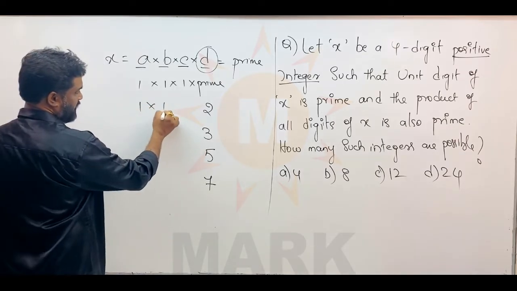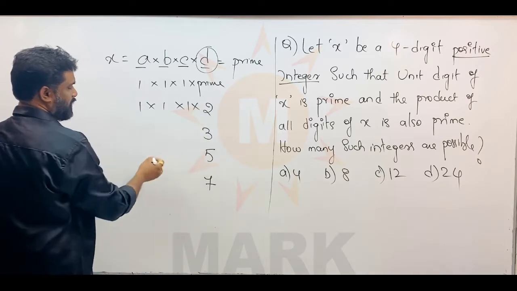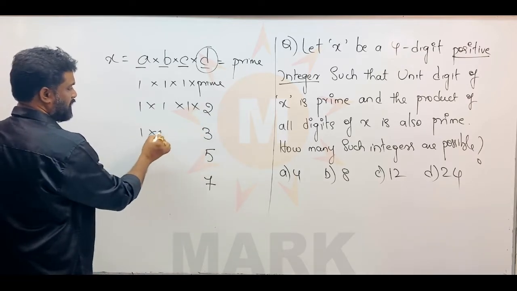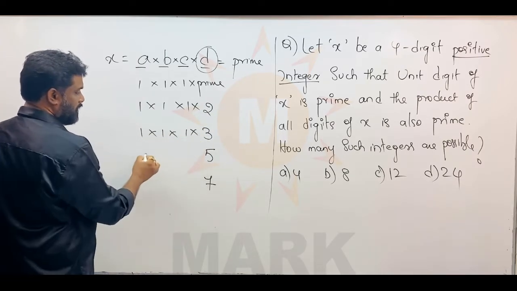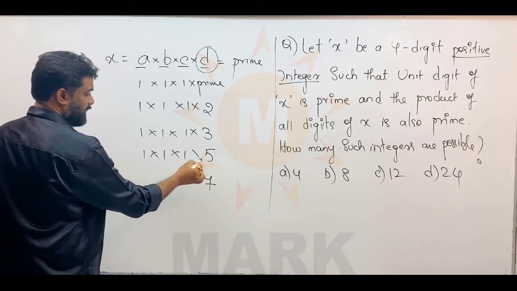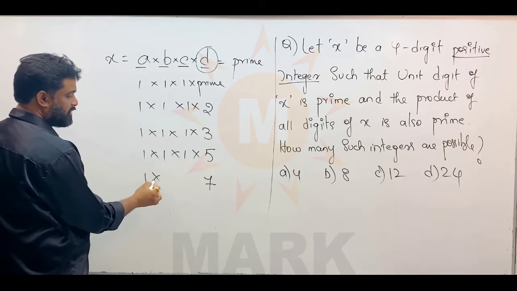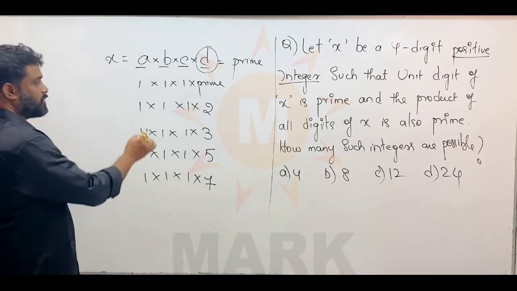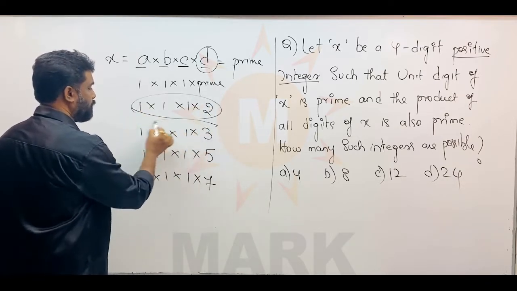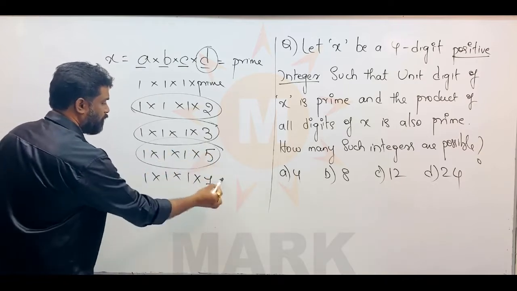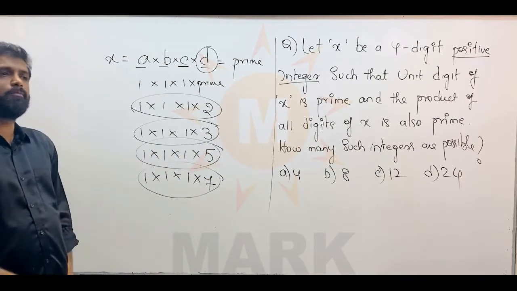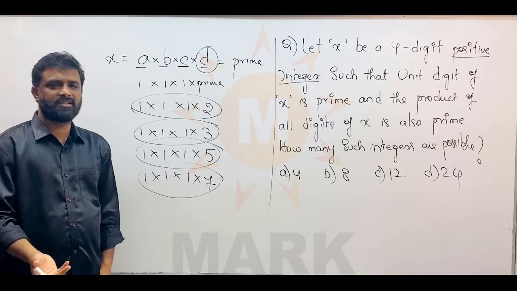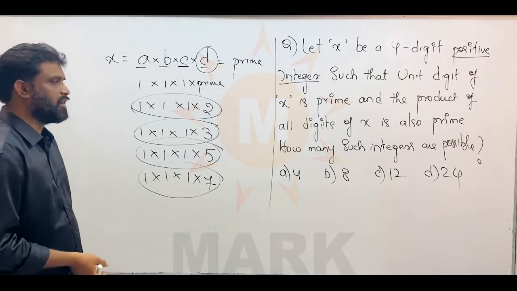That means the combination can be 1 into 1 into 1 into 2. Similarly 1 into 1 into 1 into 3. Or 1 into 1 into 1 into 5, and the last number is 7, 7 is also a prime number, 1 into 1 into 1 into 7. So there can be 4 numbers possible, like this, 4 positive integers. Positive integers means nothing but natural numbers.